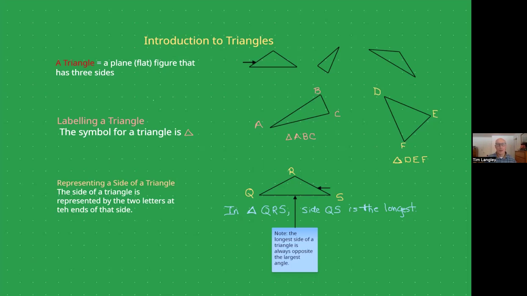I am going to talk to you about triangles. Triangles are our next shape. We had angles first, and in review, we had acute, obtuse, and right angles, and all kinds of reflexive angles. Now we're talking about triangles.